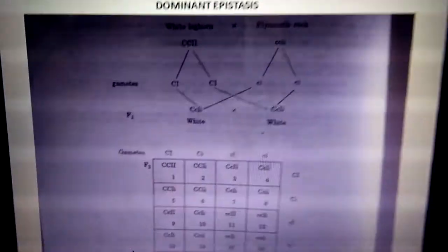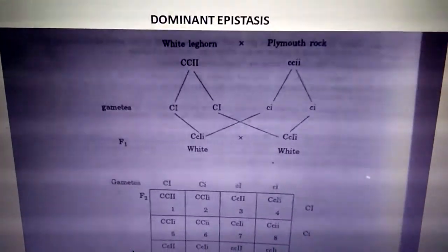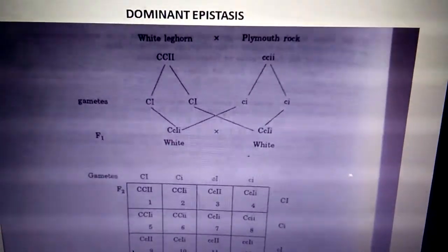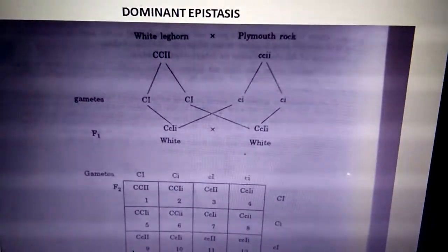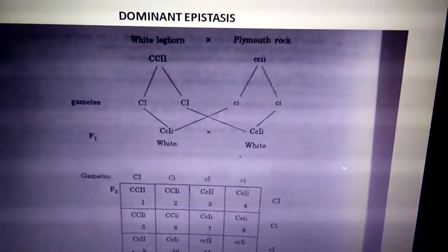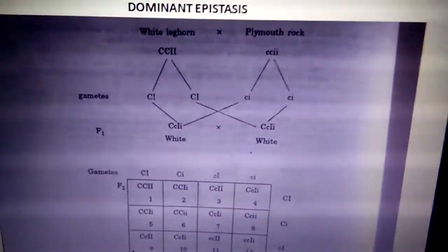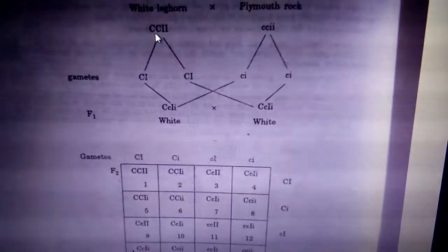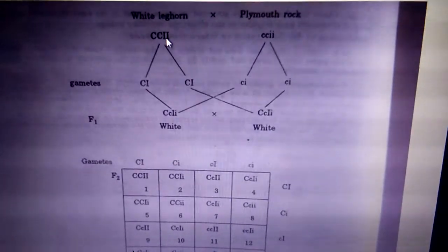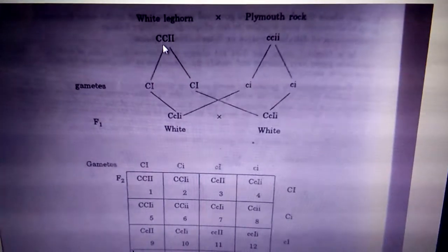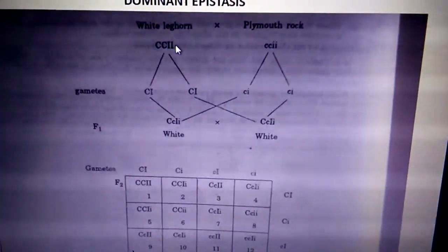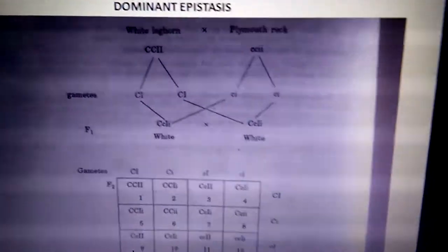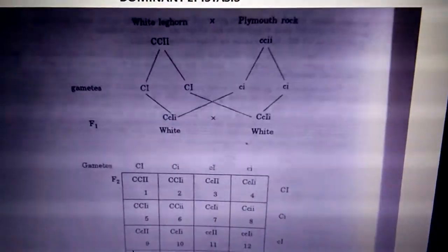So this is a picture where dominant epistasis is explained. In this example, in poultry, white leghorn and plymouth rock are both white. White leghorn has two genes for color and two genes for inhibiting its expression. As we can see here, capital C is responsible for the color formation, but capital I is present. These are the inhibitory genes for the expression of the color, and that is why they appear white. But plymouth rock has neither the color gene nor the inhibitory gene. That means it contains small i and small c.